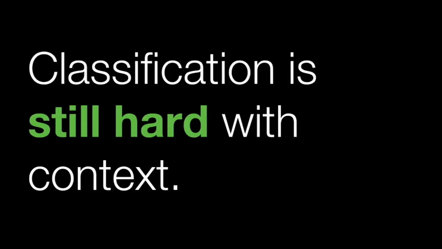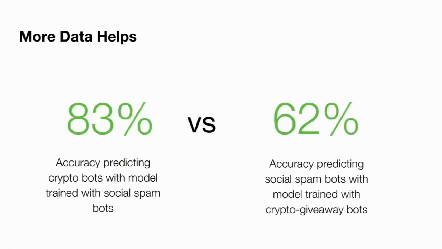But we want to, again, say that classification is hard even if you have the context and the tweets. But more data can help. So again, when trying to identify bots of a different type, we saw that our models improved. We're going from 80% to really 83% when our model was trained with the social spam bots and predicting on those cryptocurrency giveaway bots. And then our model actually increased from 53% to 62% when our model was trained with the cryptocurrency giveaway bots and then predicting on the social spam bots.